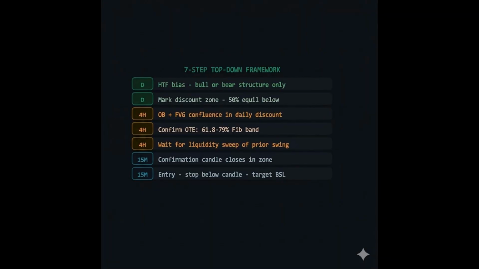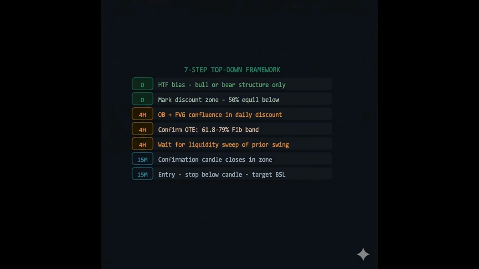Here is the complete 7-step top-down framework. Step 1. Daily chart. Determine HTF bias. Bullish or bearish structure only. Step 2. Daily chart. Mark premium and discount zones. Only trade in discount for longs. Step 3. 4-hour chart. Locate SMC confluence zone within the daily discount. OB, FVG, or breaker stacking.